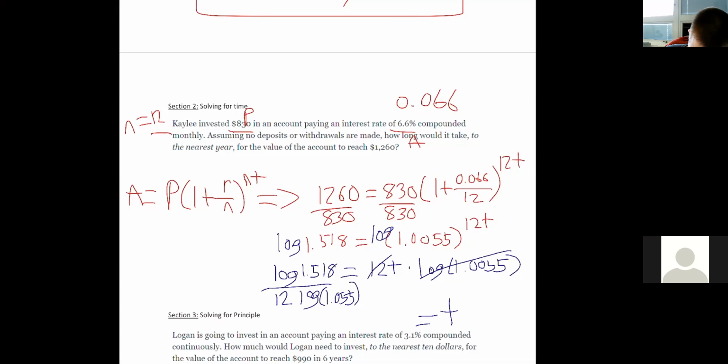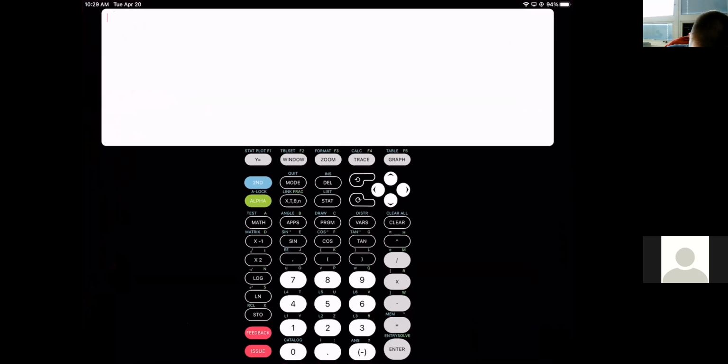Let's go to our calculator. And you would do log of 1.518 divided by, I'm kind of worried, hopefully it doesn't screw up, we'll see. I'm going to just put parentheses. I just get worried that it won't realize that I wanted to divide it by all of this. 1.0055. And it's approximately 0.649. So, and they wanted the nearest year, so it would be 1 year.